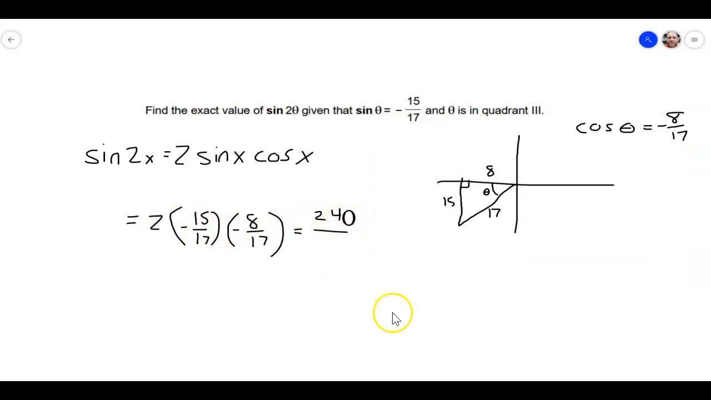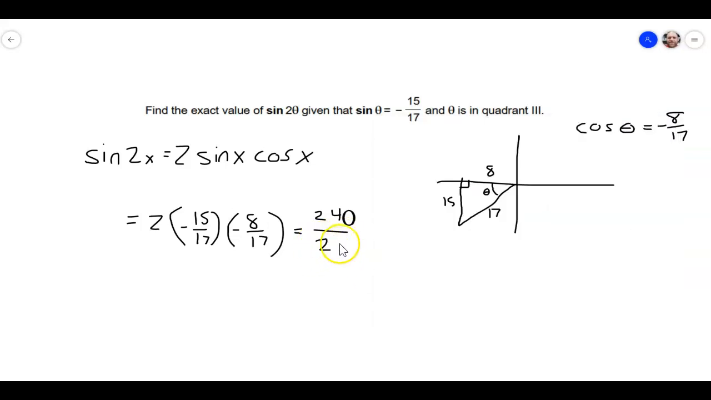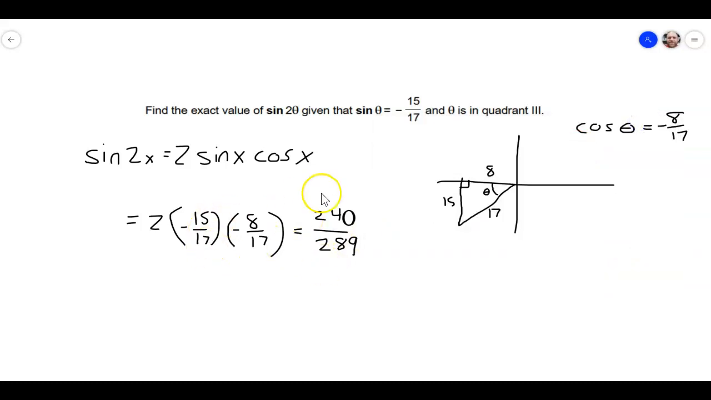And the bottom will be 17 squared, which is 289. I don't think that that reduces. Let me see. 240 divided by 289. Sometimes it will reduce it for you. Let's see if it does it in here. Nope, that's in reduced form right there. So that is our final answer.